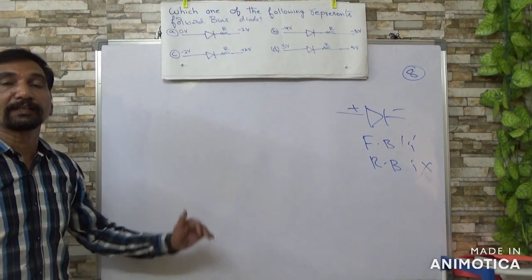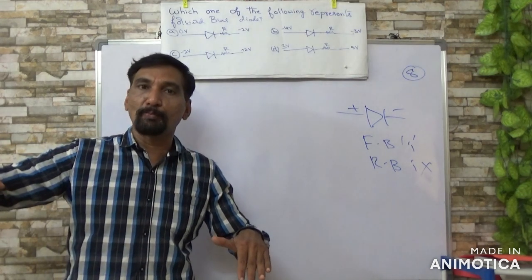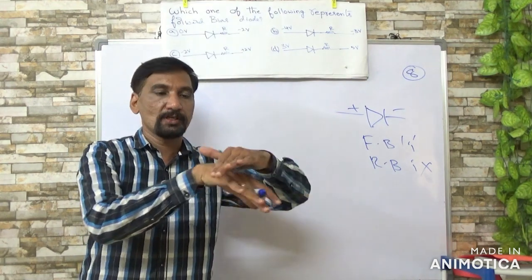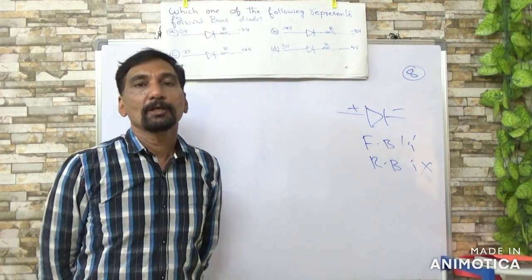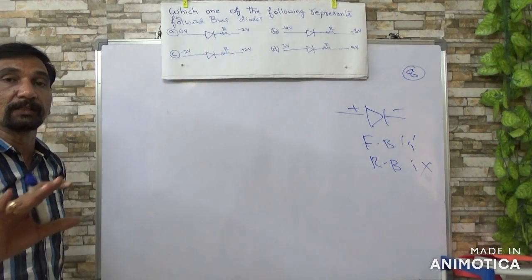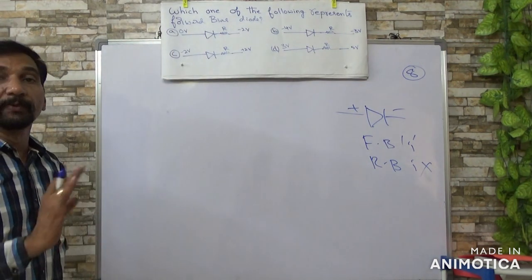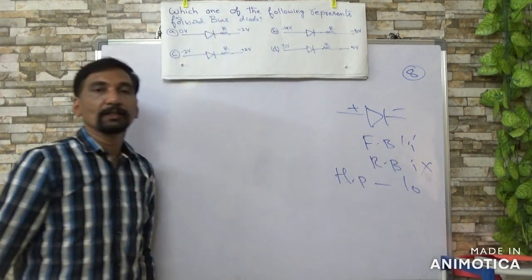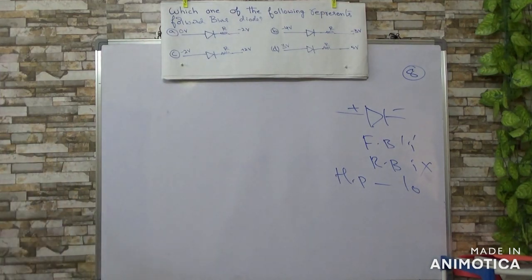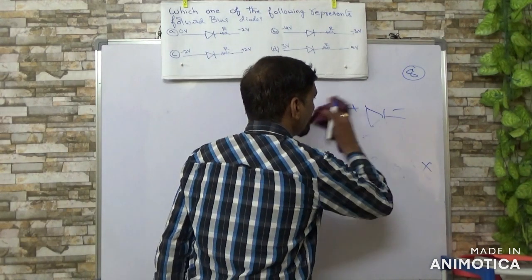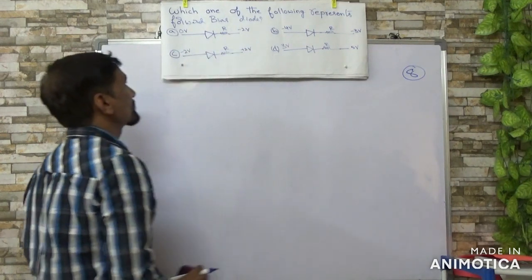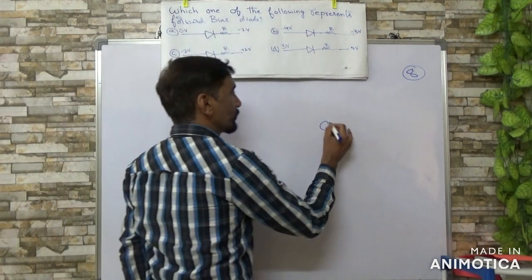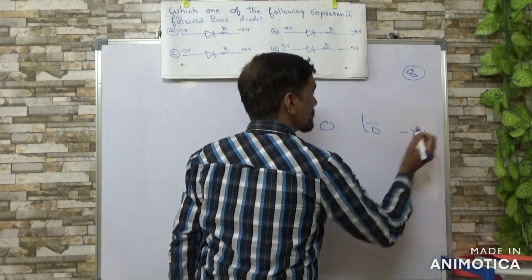So when does current flow? Only when a high potential point is connected to a low potential point. Then current flows. How long does current flow? Till both attain the same potential. So you have to find the point where it is connected from high to low, high potential to low potential. Okay, now you see the first case: 0 volts, minus 2 volts, so 0 to minus 2.